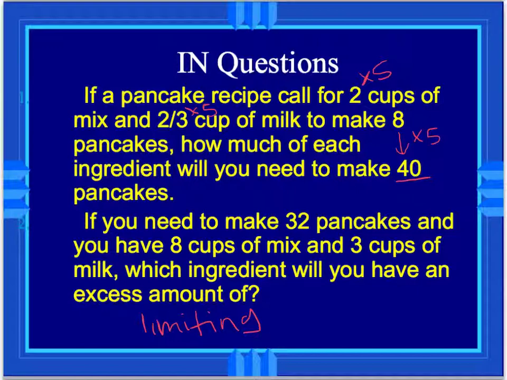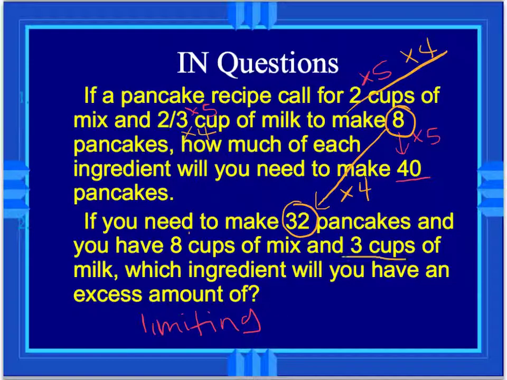So again, you're probably thinking something similar to, okay, I have 32, I could initially make 8, this is a difference of 4, so if I multiply my ingredients up here by 4, this would give me 8 cups of mix I would need, and then a certain amount of milk that I would need, and it looks like I'm going to have extra milk left over, and that would be our excess amount. That would then make the mix our limiting reagent.